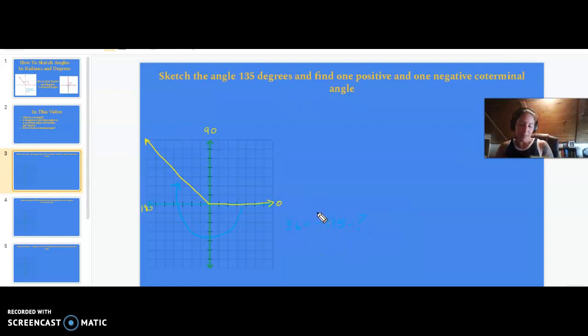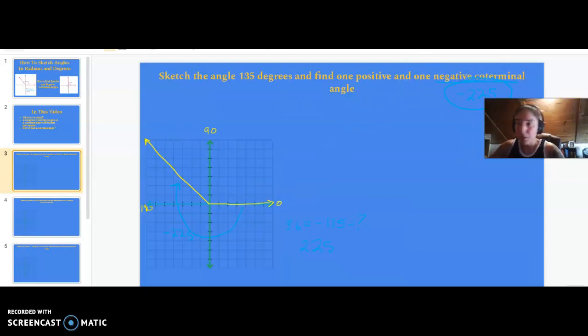360 minus 135 is 225, but it's in the negative direction. So this is negative 225. One negative coterminal angle would be negative 225.